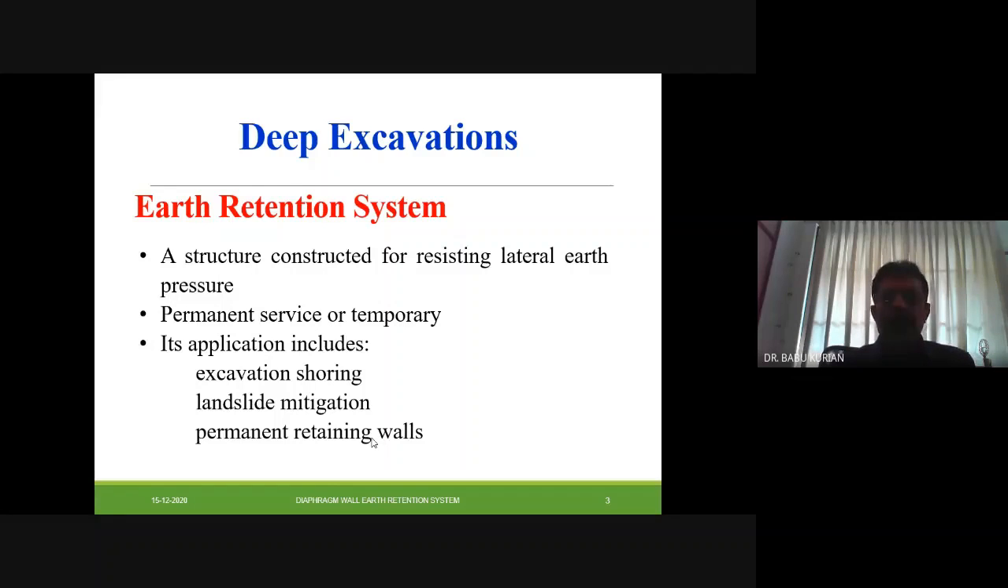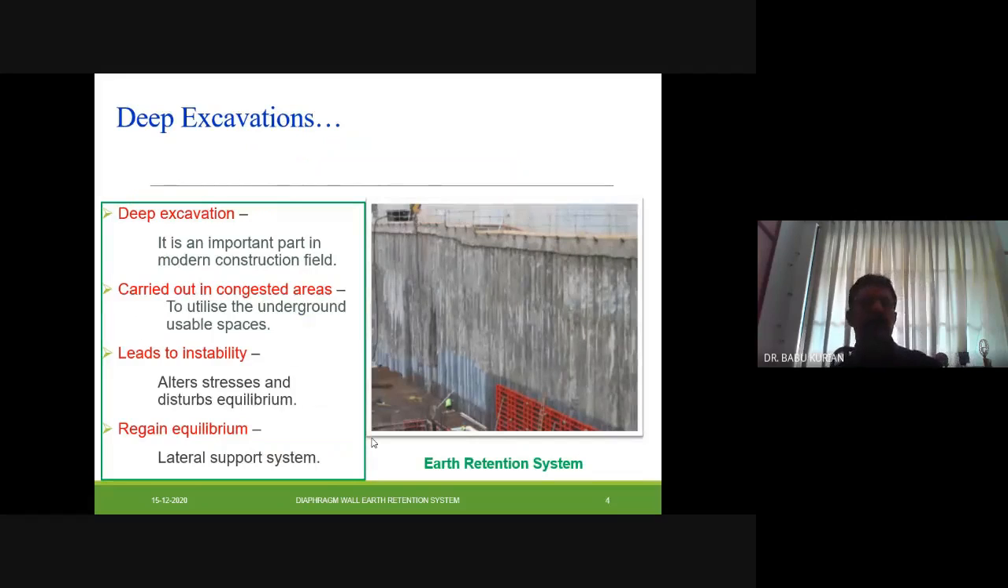And the applications of the retention systems are excavation shoring, that is to protect the sides of the excavation, and landslide mitigation, and that is very common. The rainy season is common in Kerala, in hilly areas. There we can use it to prevent landslides effectively. And again, as a permanent retaining wall, its behavior is almost the same as that of a retaining wall. So as a permanent retaining wall also it can be used.